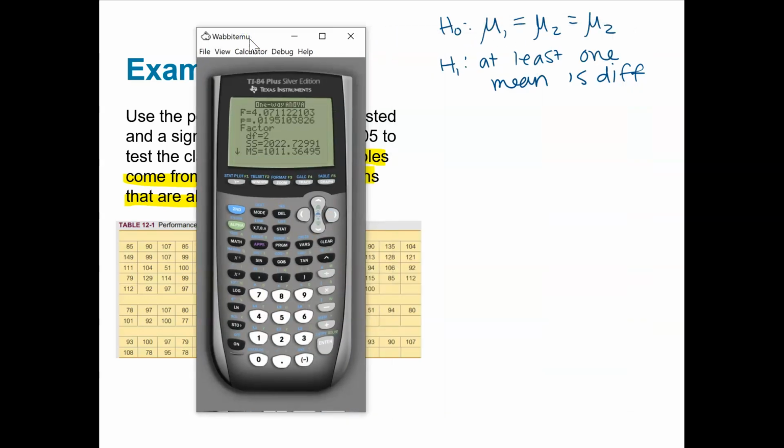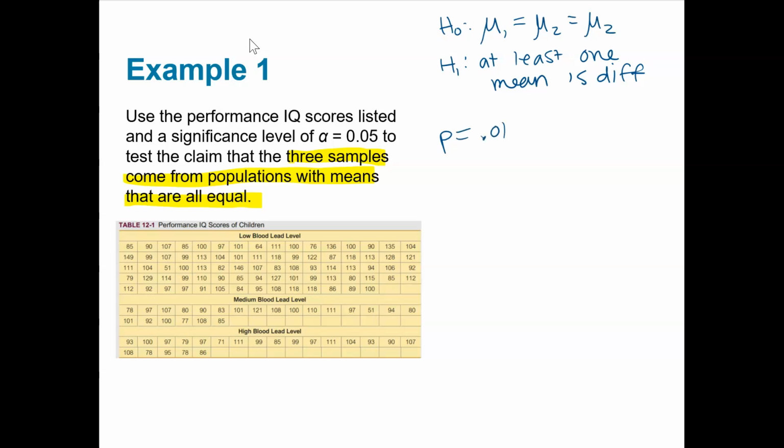Our F test statistic is 4.07, but what we care about is our p-value. Our p-value is 0.0195, and maybe we round this to say it's 0.020. Compared to our alpha, this is less than or equal to 0.05, so we reject the null hypothesis. That basically says there's sufficient evidence to reject the claim that the means are equal. We can say at least one mean is different.